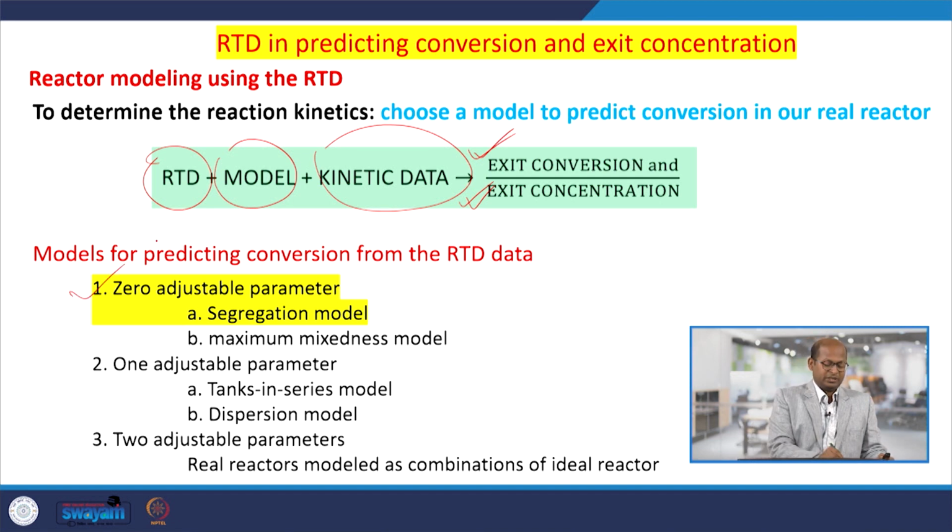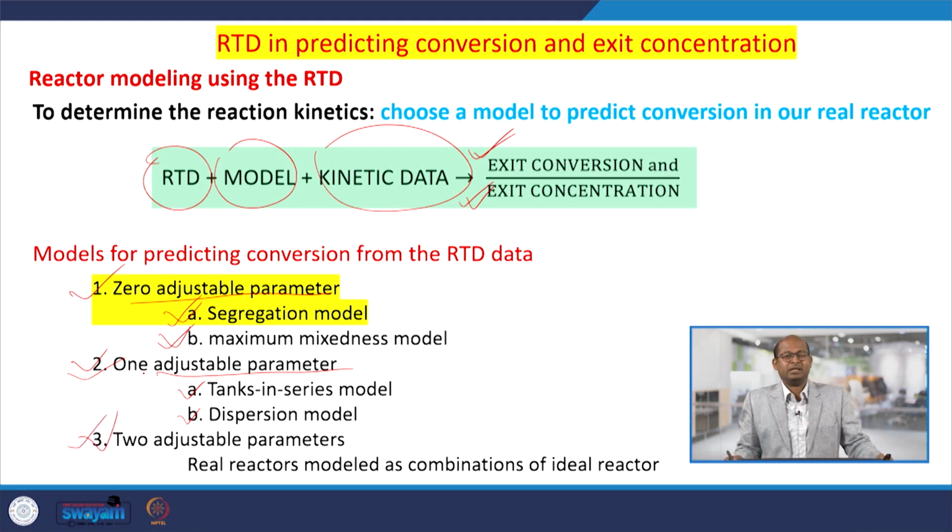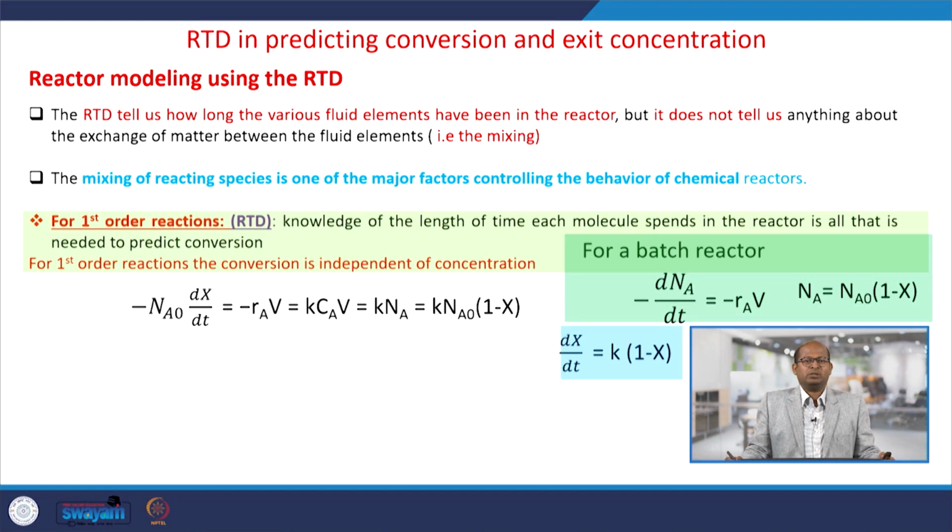There are zero adjustable parameter models, called segregation models; one adjustable parameter models, the tanks-in-series model and dispersion models; and two adjustable parameter models, the real reactor models as combinations of ideal reactors. First we will discuss the segregation model. It tells us about the mixing of the reactant molecules feeding the reactor, whether it is proper or not, and with its help we can predict the conversions or concentrations.